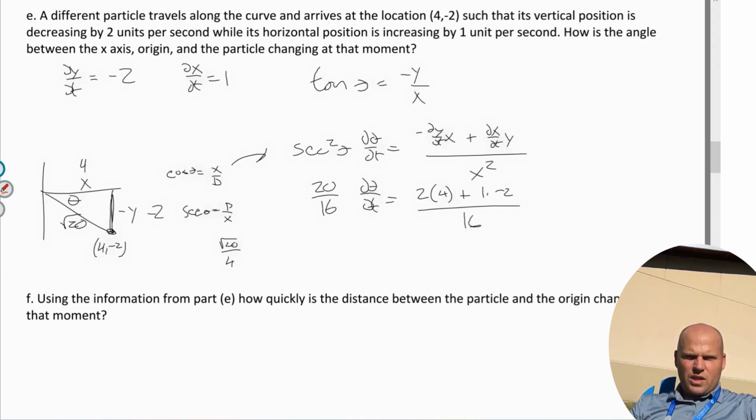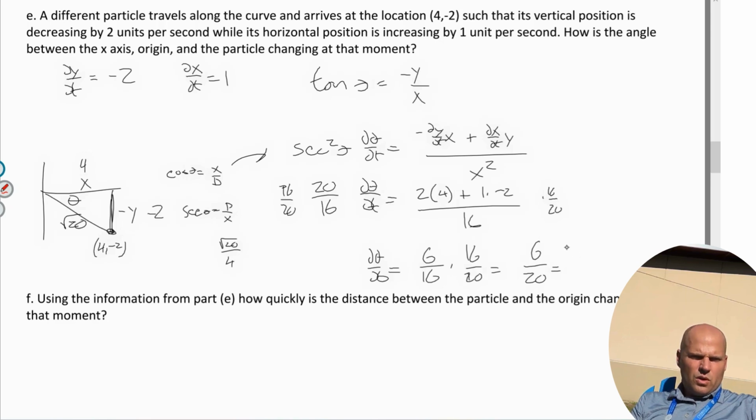X squared is 16. So I'll get 8 minus 2, which is 6 sixteenths. I will then multiply by 16 twentieths, giving me 6 twentieths, which is 3 tenths. I want to make sure that makes sense. If my y's are changing by that, while my x's are changing a little bit that way, I would think that my angle would be increasing. So I do like getting this positive value.